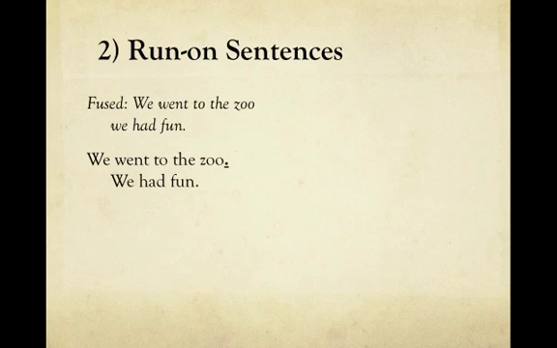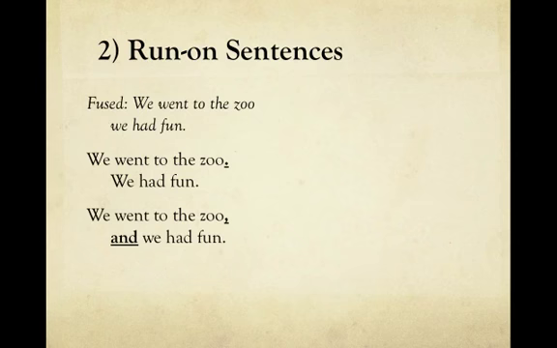We went to the zoo, period. We had fun. Maybe it sounds a little elementary, but it is grammatically correct. But if you're worried about, I don't want a bunch of simple short sentences in my paper, get yourself a coordinating conjunction. These are your fanboys words: for and nor, but, or, yet, and so. And each one gives a slightly different flavor to your sentence.